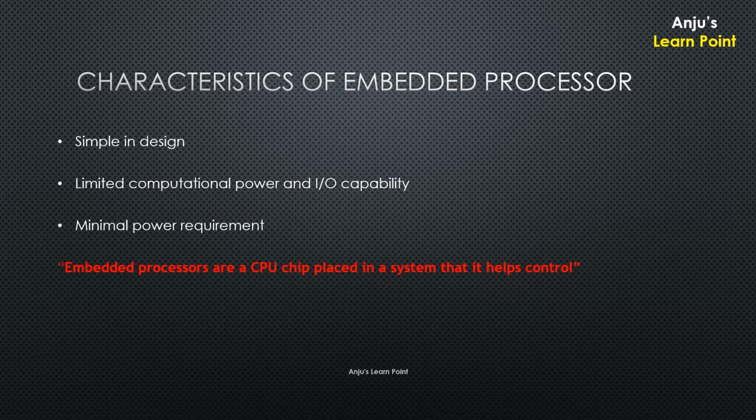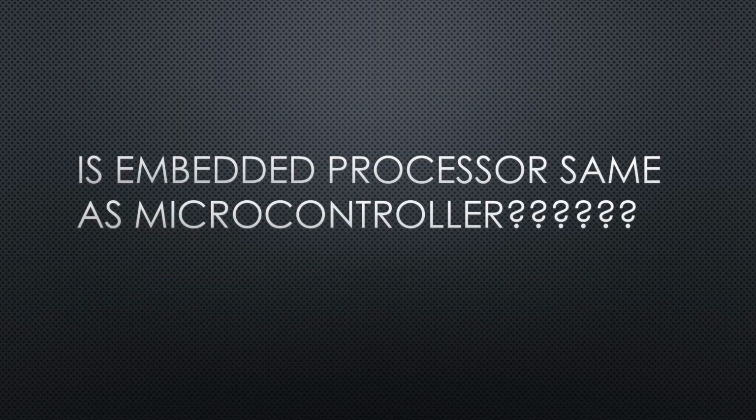Let us now look at some of the characteristics of embedded processors. An embedded processor is a type of microcontroller that is designed into a system to control both the electrical and mechanical functionalities. They are simple in design, limited in computational power and I/O capabilities, and have minimal power requirements. Basically, we can say that embedded processors are a CPU chip placed in a system that it helps to control.